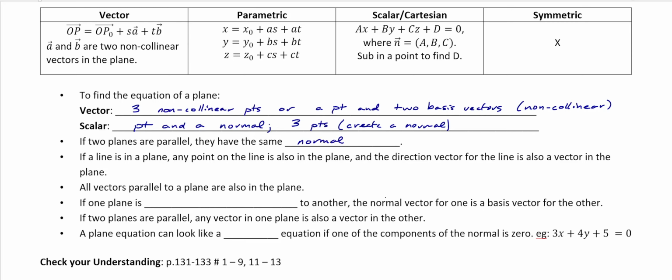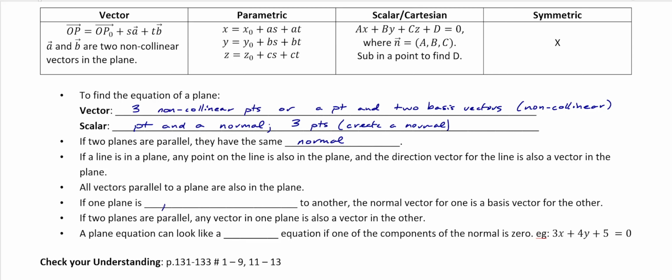If a line is in a plane, any point on the line is also in the plane, and the direction vector for the line is also a vector in the plane. All vectors parallel to a plane are also in the plane. Remember, if a vector is parallel to a plane, we can move a vector around in 3D space, provided that we maintain its magnitude and direction. And if a vector has a direction that is parallel to the plane, then we can shift it down without changing its magnitude and without changing its direction, and it will sit on the plane.